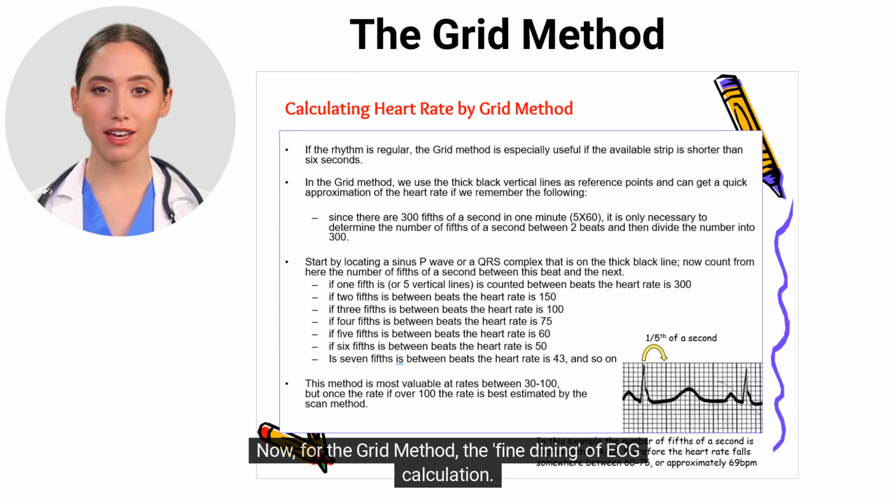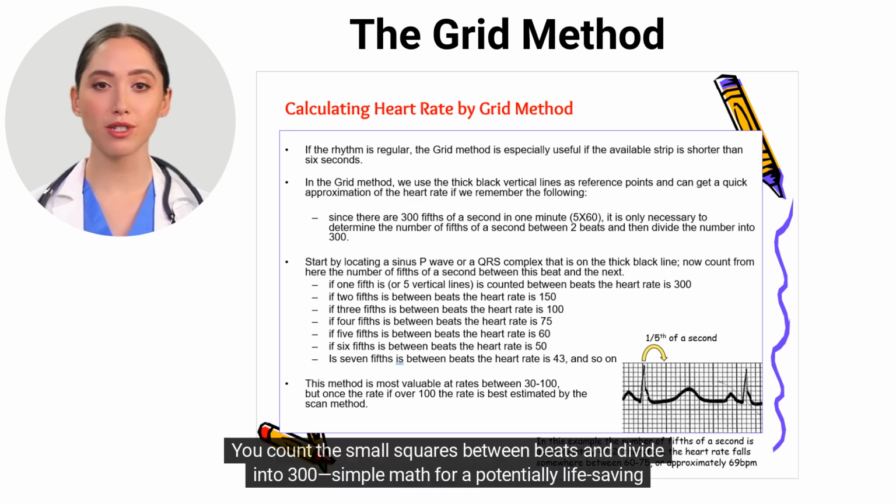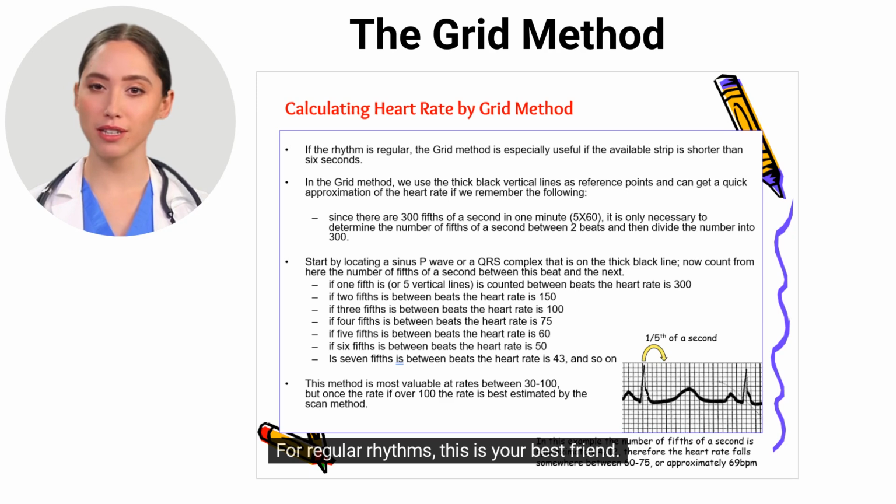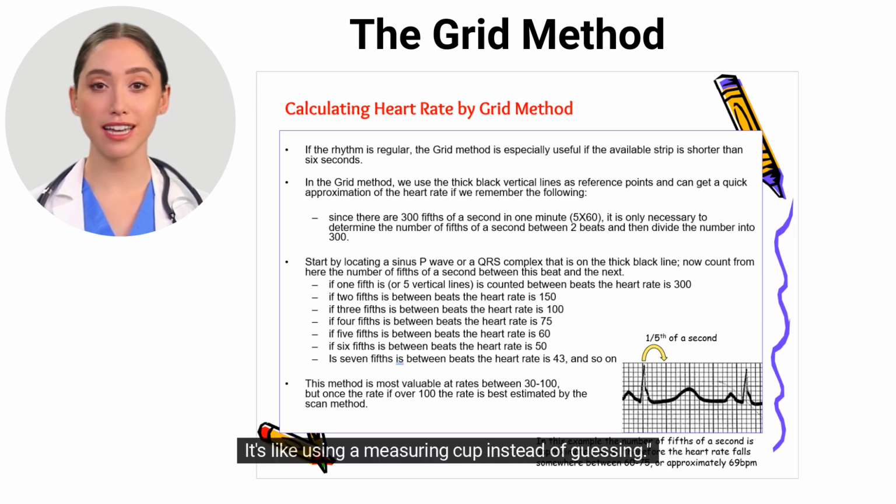Now, for the grid method, the fine dining of ECG calculation. It's all about precision. You count the small squares between beats and divide into 300. Simple math for a potentially life-saving answer. For regular rhythms, this is your best friend. It's like using a measuring cup instead of guessing.